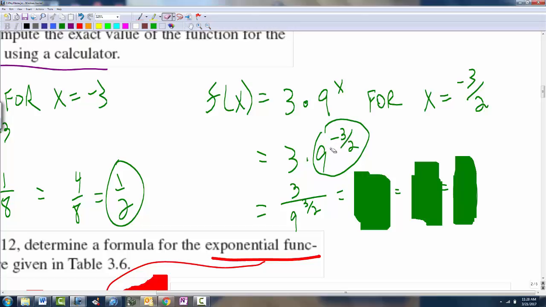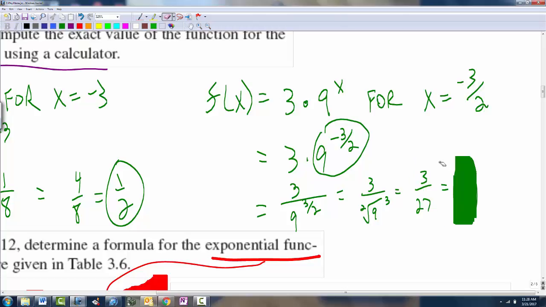Now, also analyze this. Only 9 is raised to the negative power, so 3 does not move. 3 times 9 raised to the negative exponent. Now, without a calculator, I'm just going to do it this way. What's the square root of 9? 3. What's 3 to the third power? 27. Those are the numerate people.